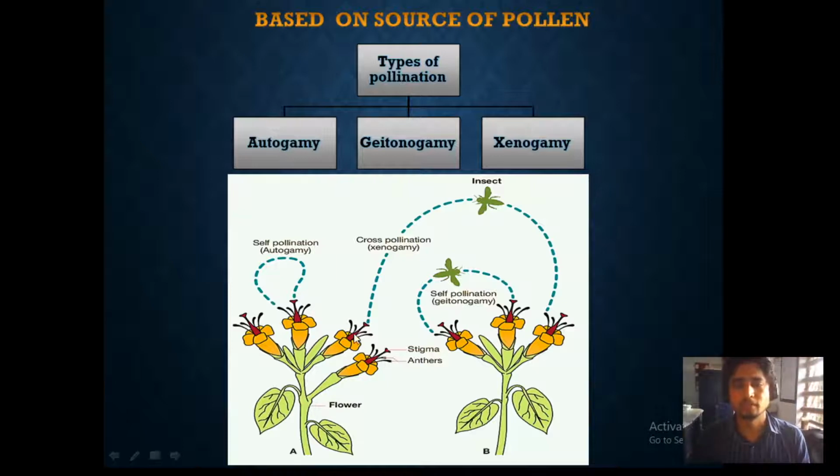Xenogamy is cross-pollination, meaning the pollen grain from the anther of a different plant is landing on the flower of a different plant. So they are cross-pollinated. This is the pollination occurring between 2 different plants of the same species. Another one is Geitonogamy. This is like self-pollination only, but this is occurring between 2 different flowers. So we are going to see them in depth.